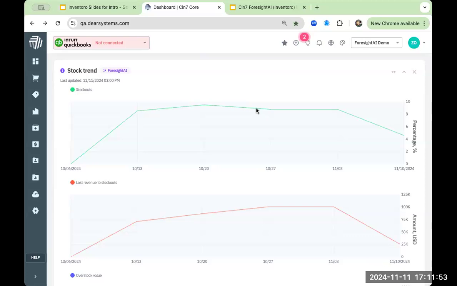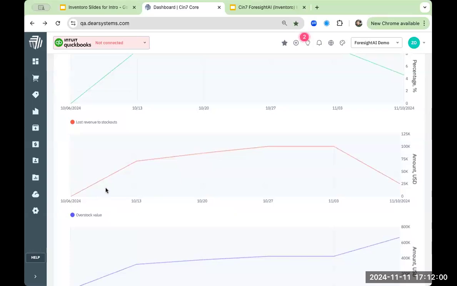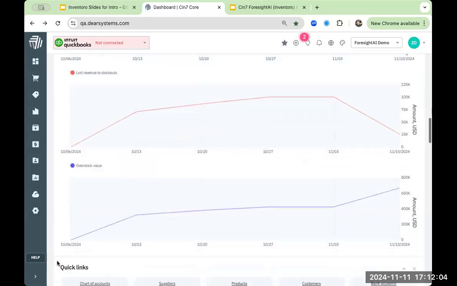We can see that our stockouts were pretty high for a while, but it looks like we tuned it in and they're fairly low now. Similar, and it would make sense to see that the lost revenue also kind of tracks that. And then we can see that our overstock is actually climbing.